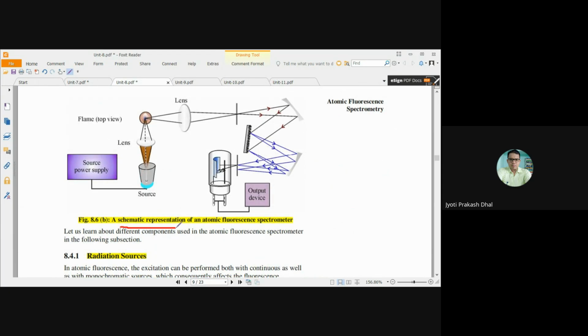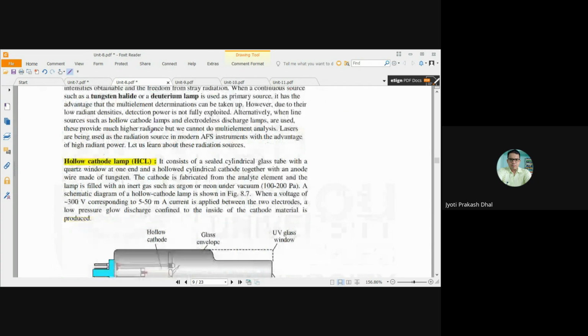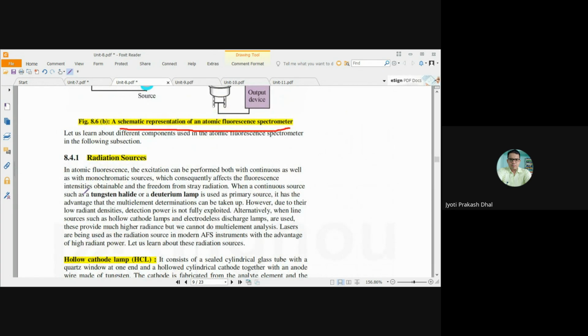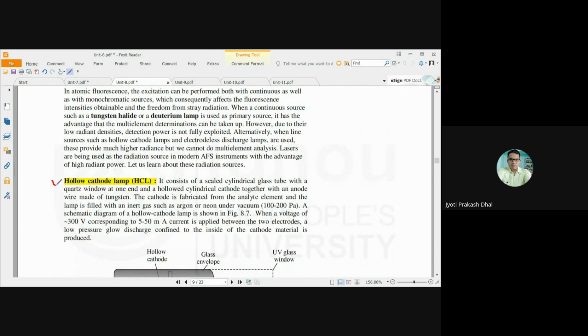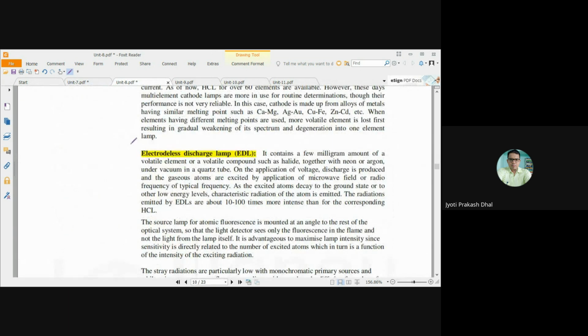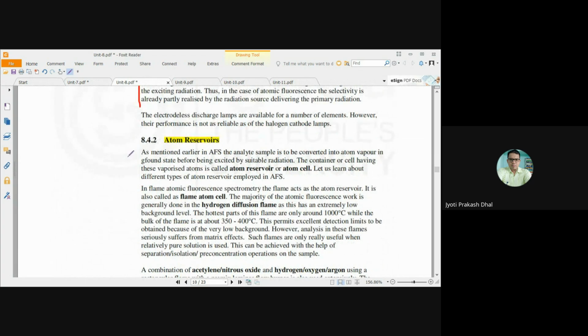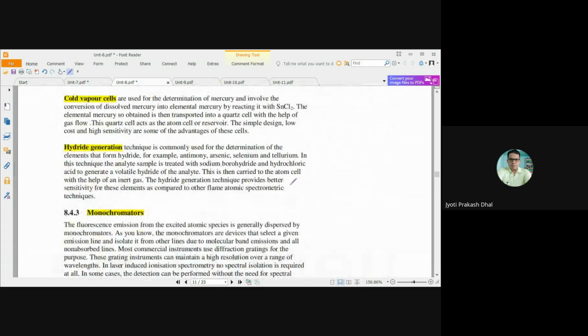So here this is the schematic representation of an atomic fluorescence spectrometer. The first one is the radiation source. Different types of radiation sources are used for atomic fluorescence spectrometers. The first one is the hollow cathode lamp, that is called HCL. Then the electrodeless discharge lamp, EDL. So these components are explained here. Then the atomic reservoir. The next one is cold vapor cell and hydride generation.